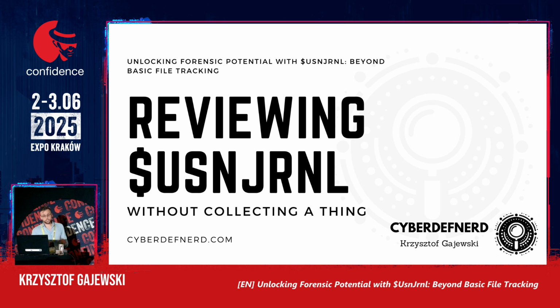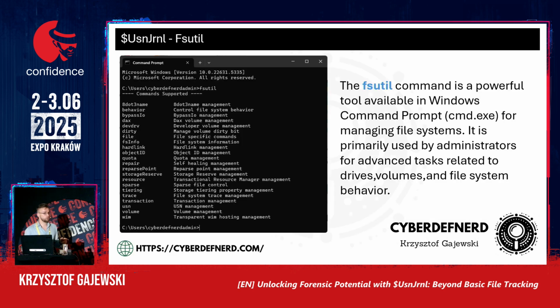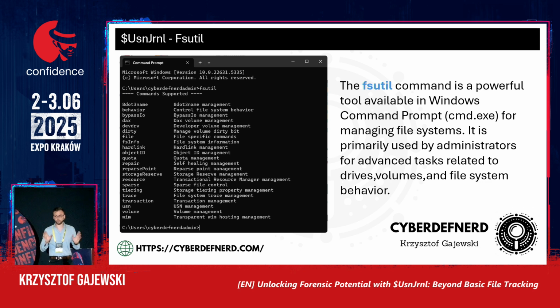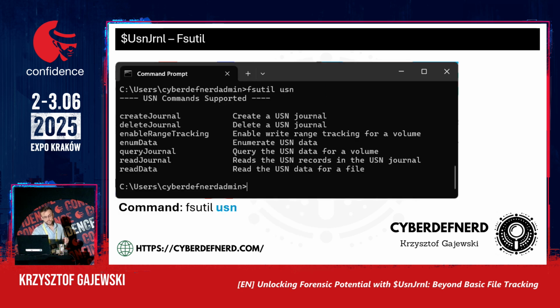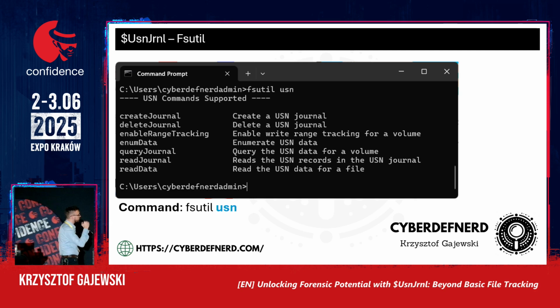Then there is a way to do that using a built-in tool, so you don't need to transfer anything to the machine that you're investigating. The tool is called fsutil, and it can be used for multiple different things. One of the arguments that you can provide is usn, which allows you to manage the USN journal on the system. The command will be fsutil usn, and here, as you can see, there are 7, if I'm not wrong, different arguments that you can specify.